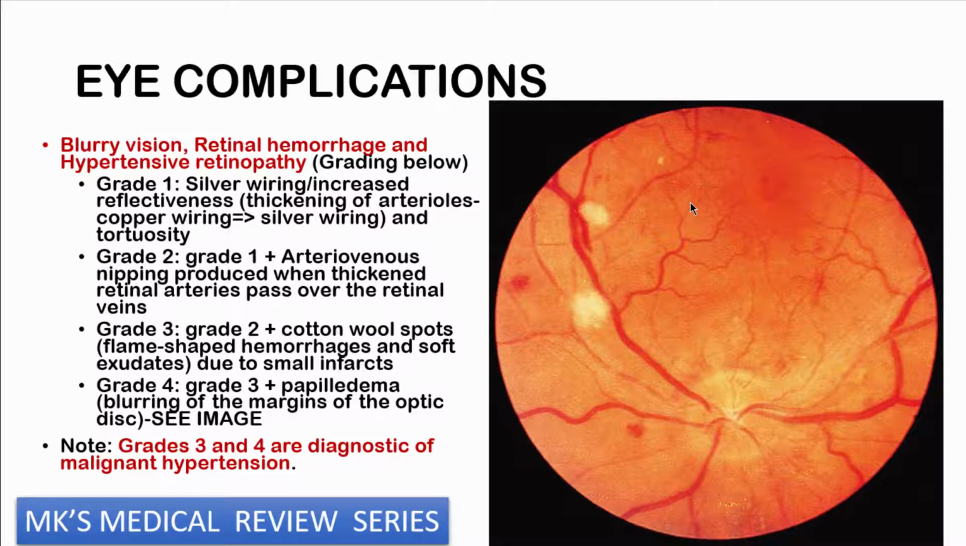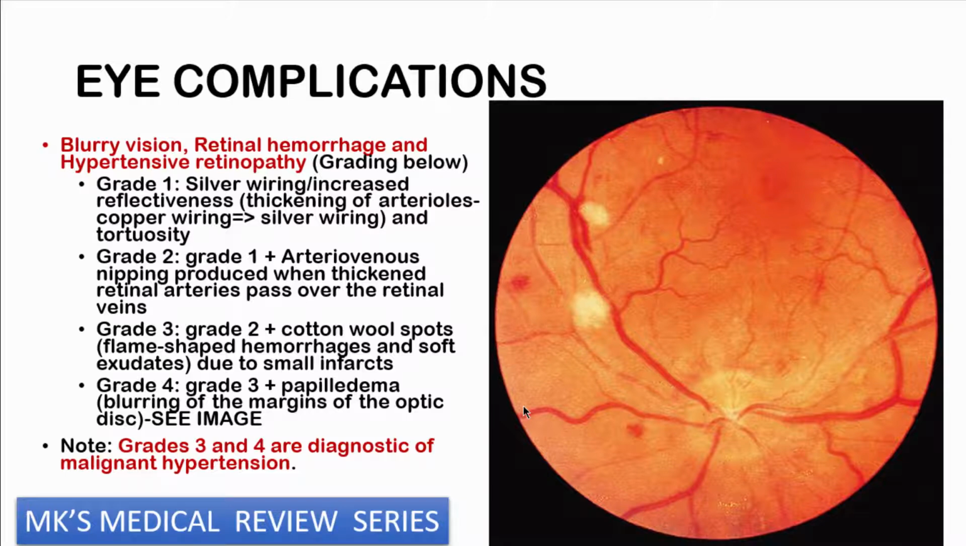So hypertensive retinopathy is graded according to 4 grades. So you have grade 1, grade 2, grade 3, and grade 4. So in grade 1, you have what is referred to as silver wiring. So the blood vessels become shiny. So they have an increase in reflectiveness. This is often due to thickening of the arterioles. So they look like copper wiring. So we refer to that as silver wiring. And they become very twisted. As you can see, this blood vessel here on the screen is very twisted. So they become tortuous. So what you have in grade 1 is silver wiring plus an increase in tortuosity.